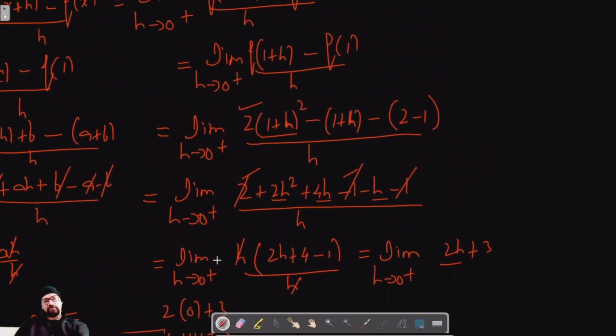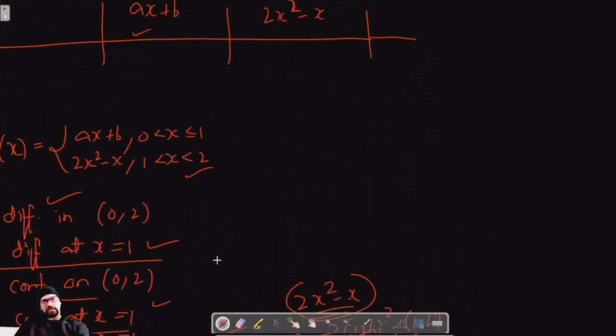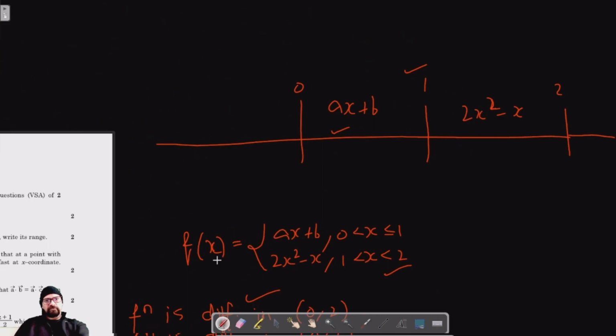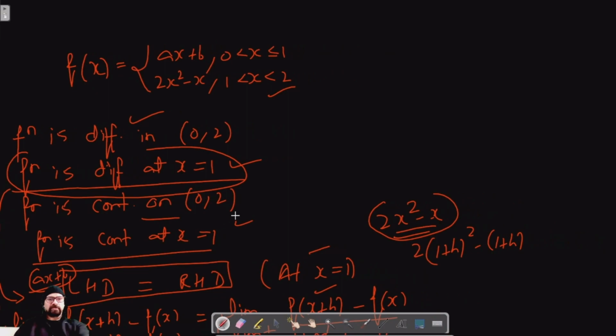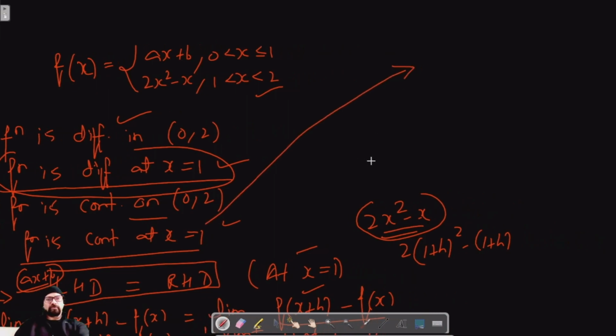Okay, we have found the value of a, and we have just used the condition of the left-hand derivative. So we have used the condition that the function is differentiable at x is equal to 1, where we set the left-hand derivative equal to the right-hand derivative. Let's use the condition where x is equal to 1.